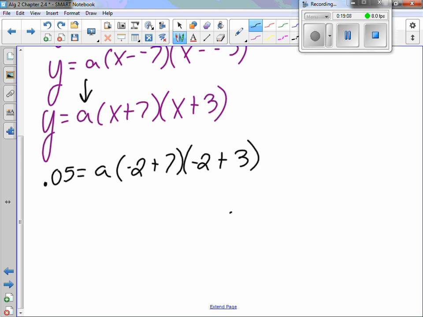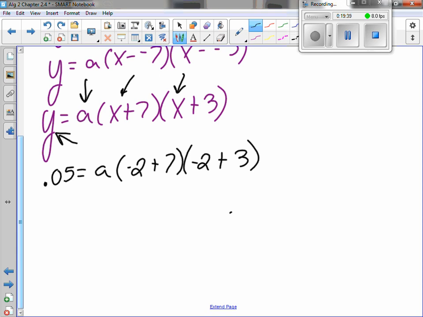So even though there's two X values, I plug them in both. Anywhere there's an X, I plug it in. So since here X appears twice, I plug it in twice. So we're plugging in 0.05 for Y and plugging in negative 2 in both of the X's. So we get 0.05 equals A times negative 2 plus 7 times negative 2 plus 3. We get this here.